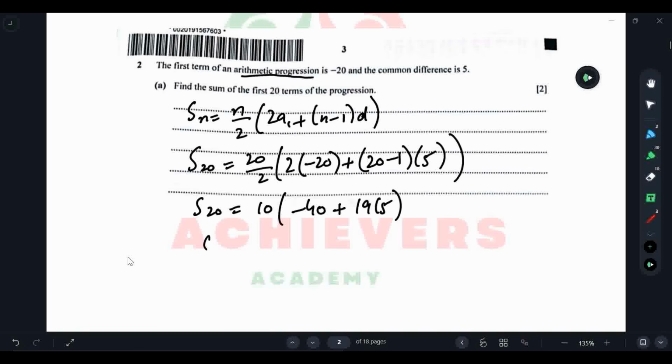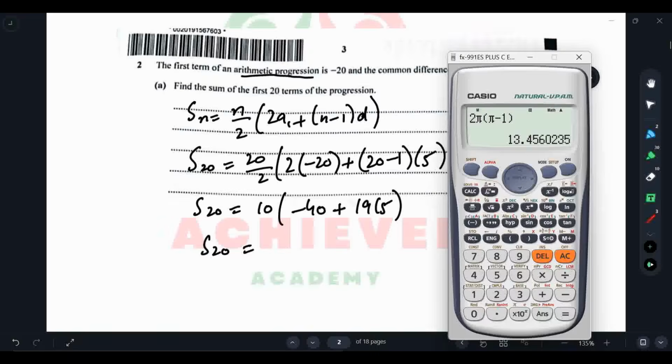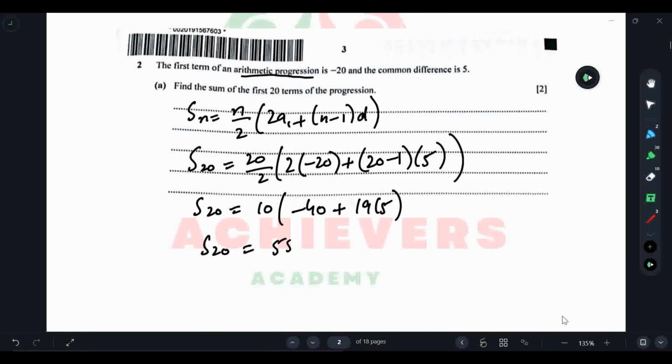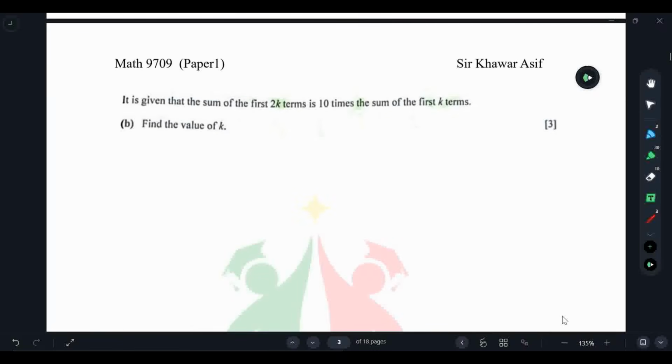Now if we simplify it, we will get 10 into minus 40 plus 19 into 5. So sum of first 20 terms should be equal to, let me write it on the calculator. So this will be 10 into minus 40 plus 19 into 5. So it's 550. So 550 will be the final answer. I hope that this thing is clear to all of you. Okay, let's move to the B part.